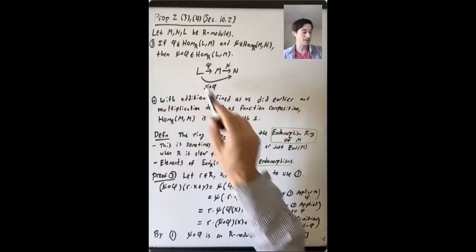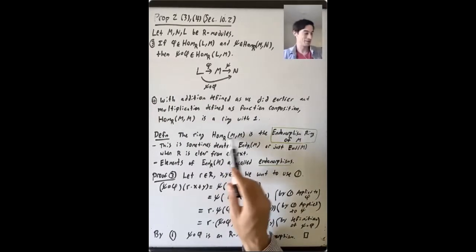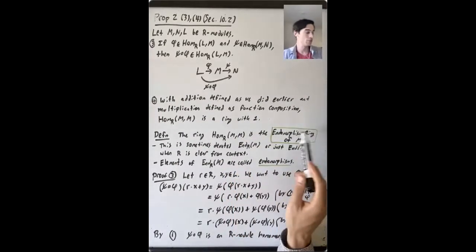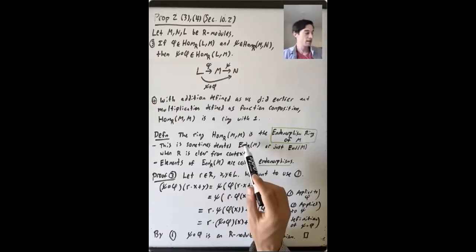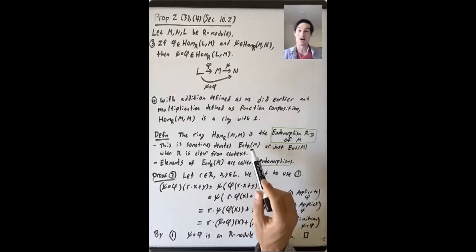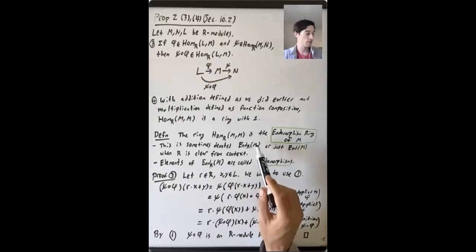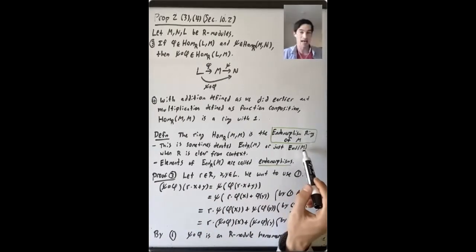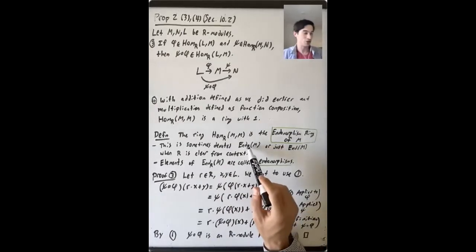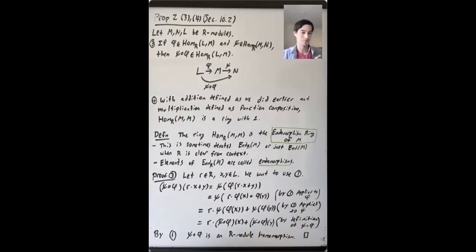Okay, so if you believe that this is true, then this ring gets a name. This is called the endomorphism ring of M. Sometimes instead of writing Hom_R(M, M), we'll write instead End_R(M). So End_R(M) is the set of all R-module homomorphisms from M to itself. Or sometimes it'll be very clear what ring we're talking about for these R-module homomorphisms, and we'll just write End(M). I'll try to remember to write End_R(M) whenever this comes up.